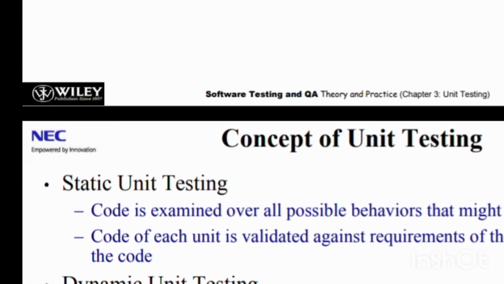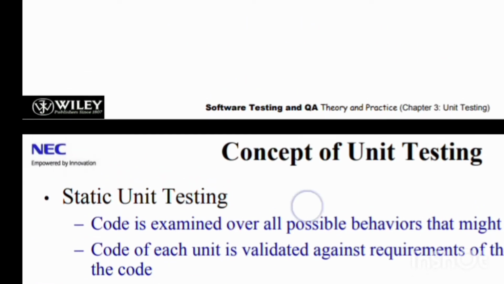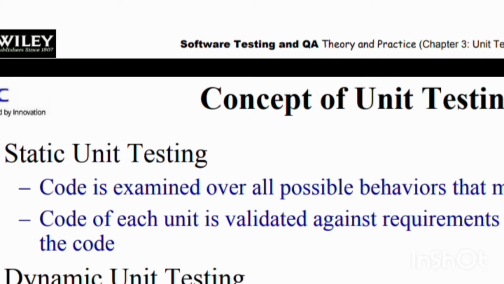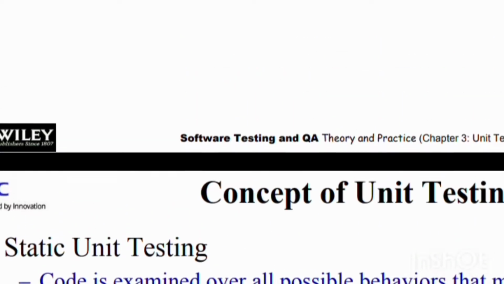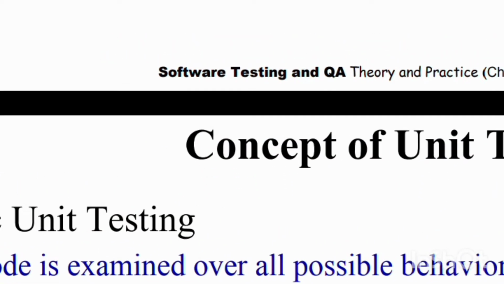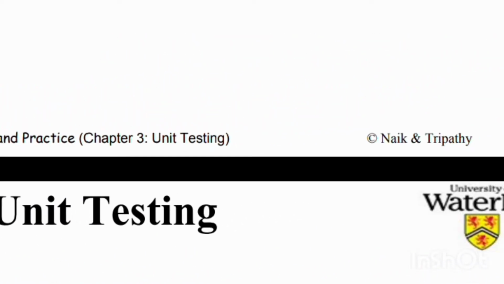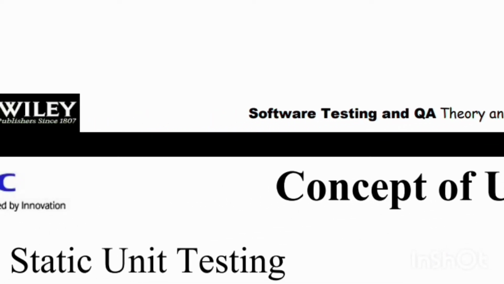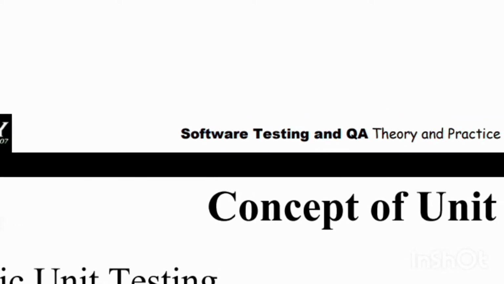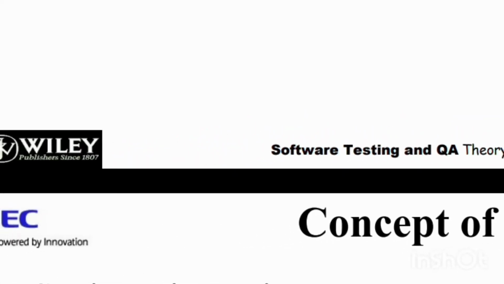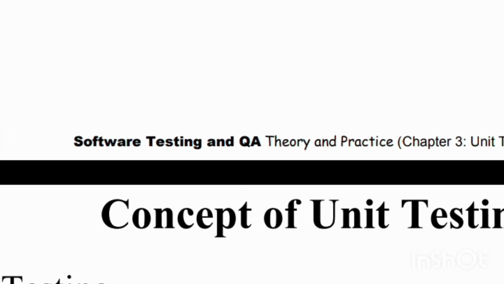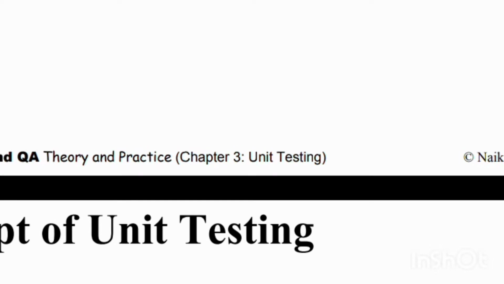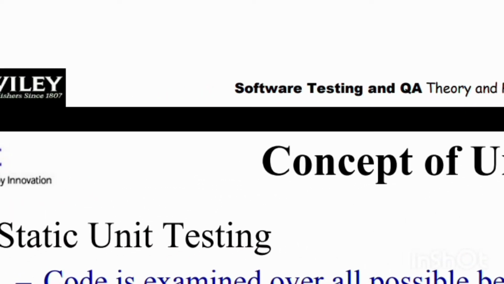Concept of unit testing: we have to understand the difference between static unit testing and dynamic unit testing. In static unit testing, code is examined over all possible behaviors that might arise during runtime. So at the time of running of the program, code is examined over all possible behaviors. Code of each unit is validated against requirements of the unit by reviewing the code. So code of each unit is validated in static unit testing.